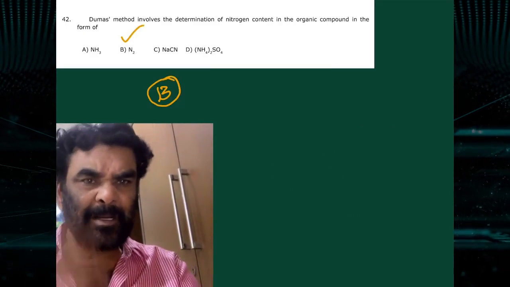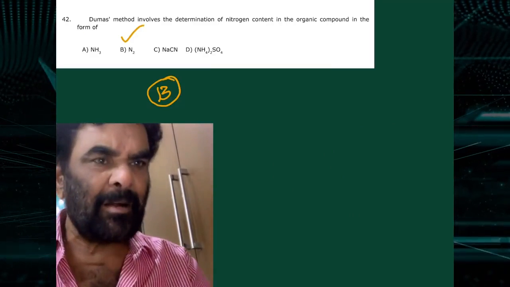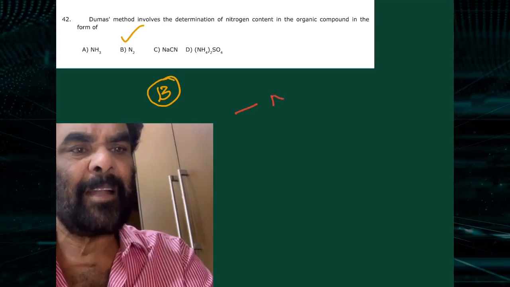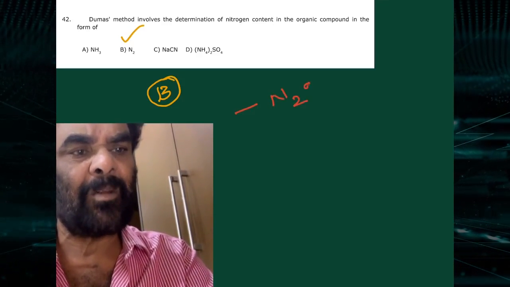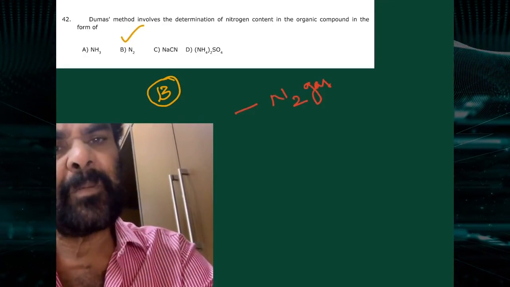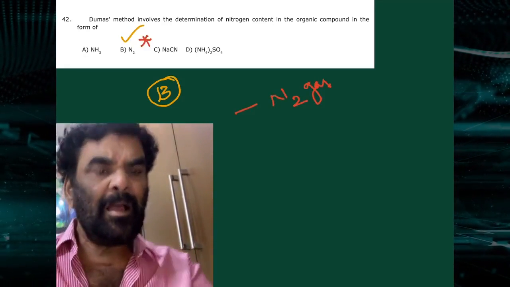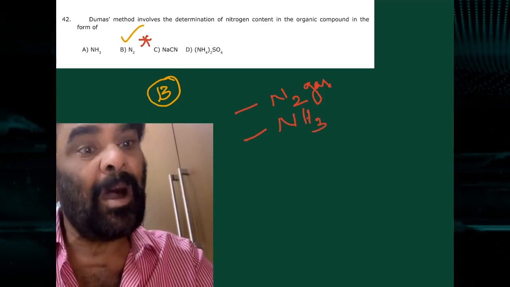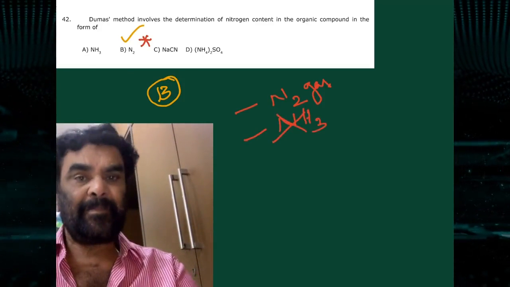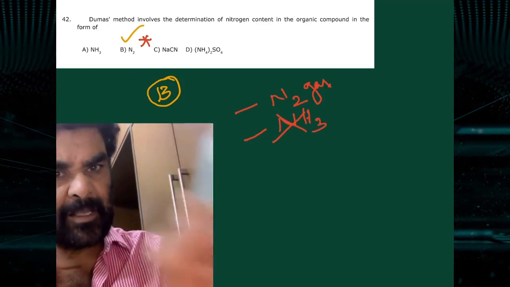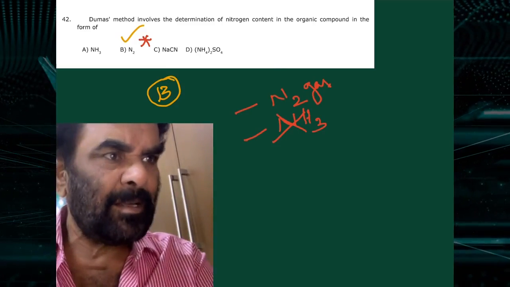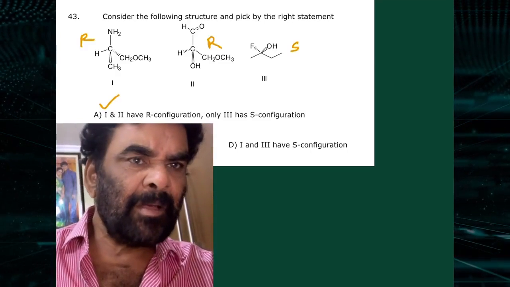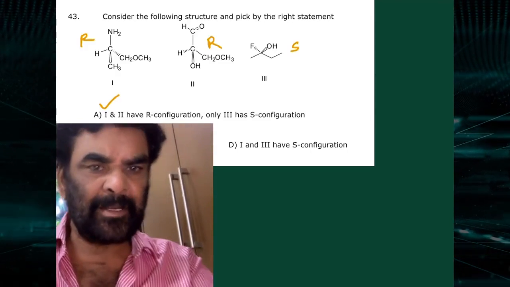Next one is the Dumas method, which involves the determination of the nitrogen content in the organic compound in the form of. So in the Dumas method, nitrogen is estimated by converting it into nitrogen gas. B is correct. And in Kjeldahl's method, it is estimated by converting the nitrogen into ammonia. This is A for the Kjeldahl's method, B for the Dumas method. Dumas method is universal.